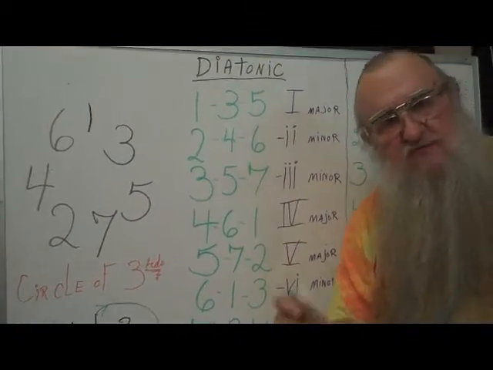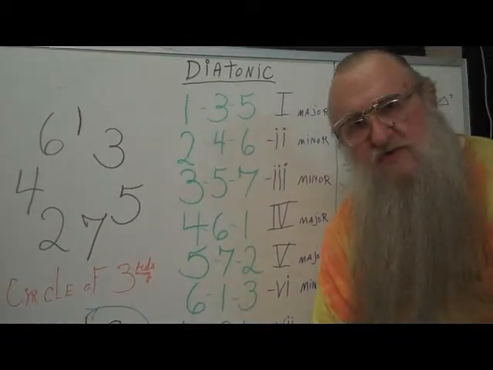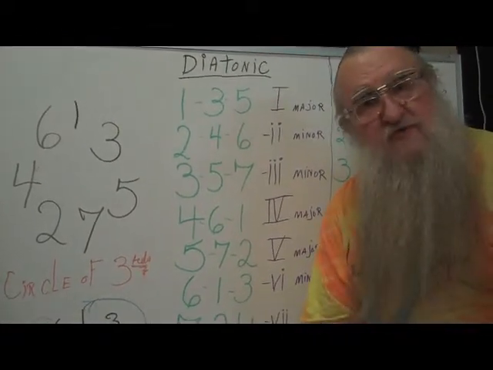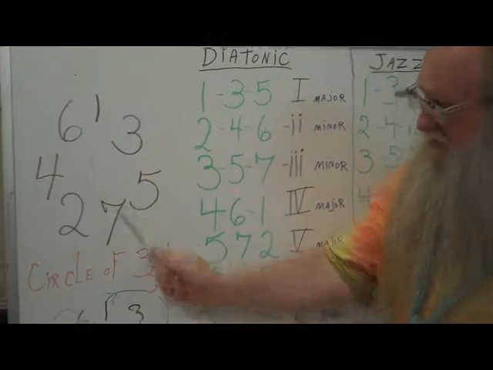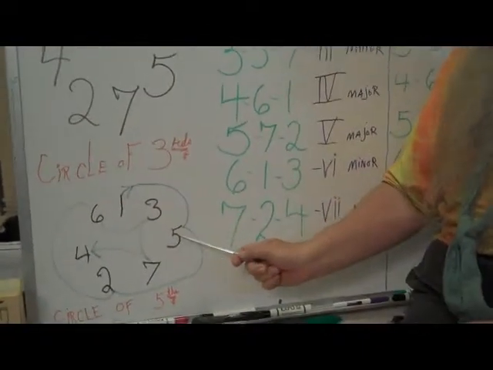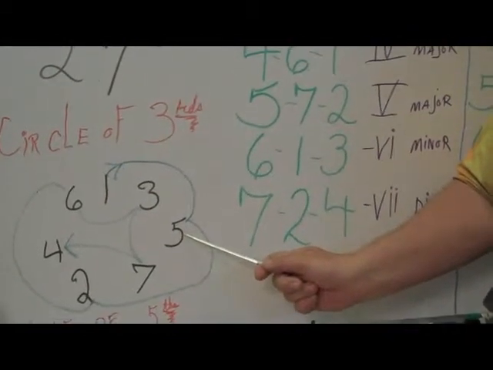The other thing that I want you to know about the circle of thirds is a lot of people talk about the circle of fifths, and they try different ways of explaining it to you. Well, guess what? If you skip a third, you're skipping in fifths. So if I start here at the number 1 and skip over this to here, I would be going from 1 to 5, and that would be the circle of fifths.